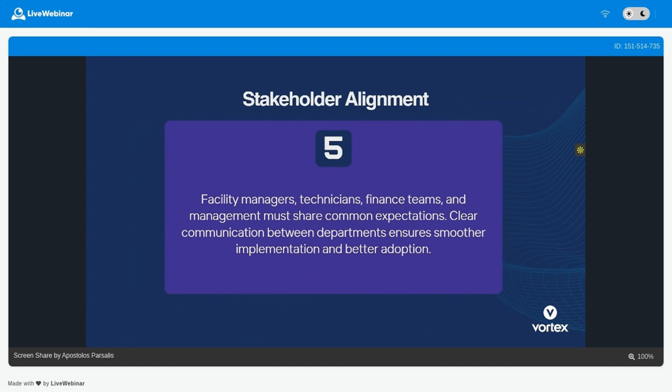Okay. So again, you must share your common expectations. Facility management does not operate in isolation. Finance, operations, procurement, technical teams are involved. Everyone is involved there. So, either your company is involved, or your organization is involved. When all stakeholders understand the purpose of the CAFM system and how it supports their work, the implementation becomes much smoother and the collaboration improves significantly.